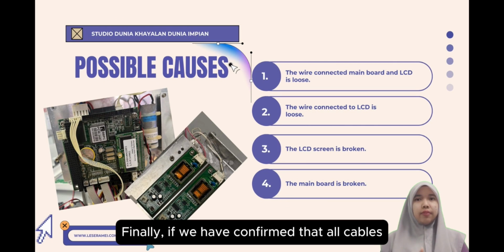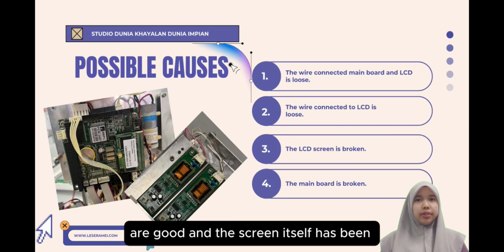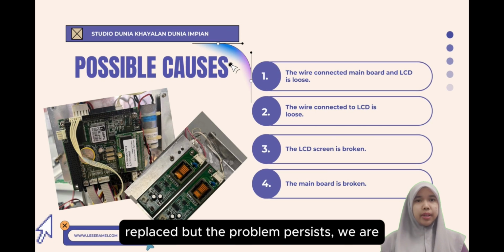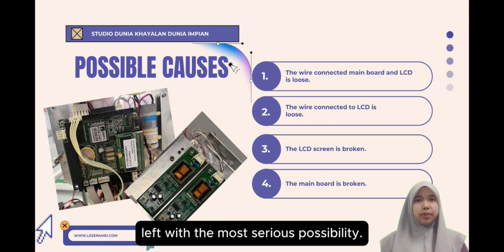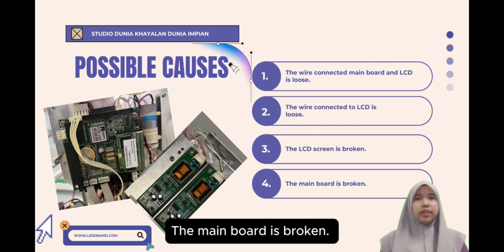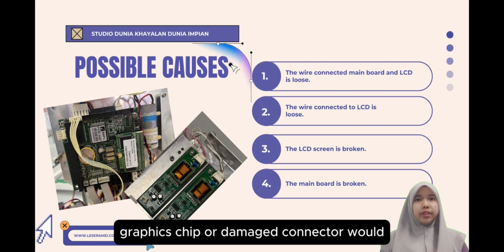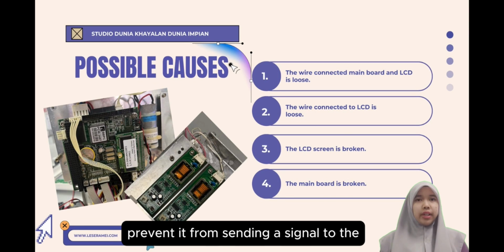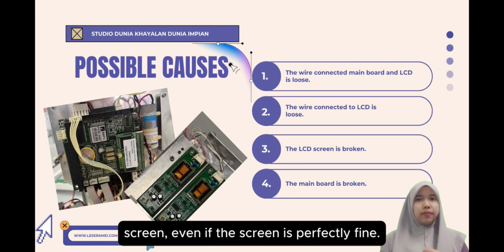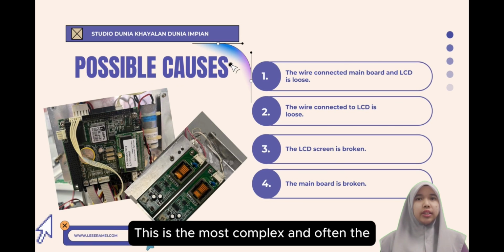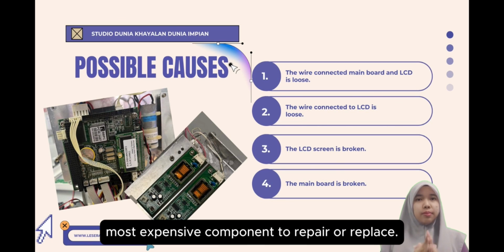Finally, if we have confirmed that all cables are good and the screen itself has been replaced, but the problem persists, we are left with the most serious possibility. The main board is broken. A fault on the main board, such as a failed graphics chip or damaged connector, would prevent it from sending a signal to the screen, even if the screen is perfectly fine. This is the most complex and often the most expensive component to repair or replace.